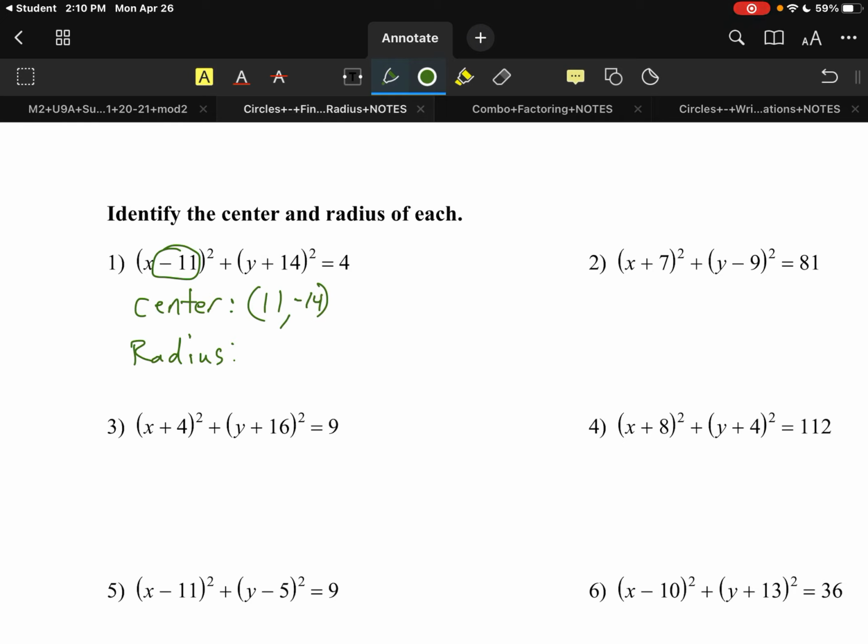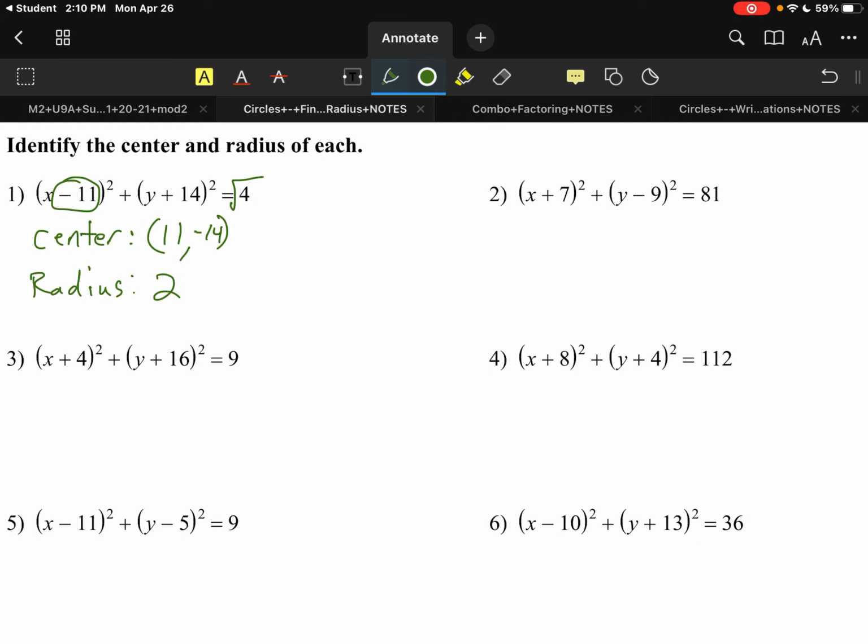And in this case, I just take the square root of 4. Do it on a calculator if you want, but it is 2, all right? So that's it. That's all you have to do, literally, okay? Number 4, the center and the radius.